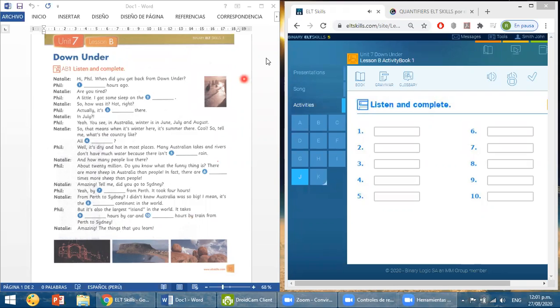Let's listen one more time, okay? In your books is the page 25, okay? In the real book. In the platform 7B, activity J. Listen one more time, okay?